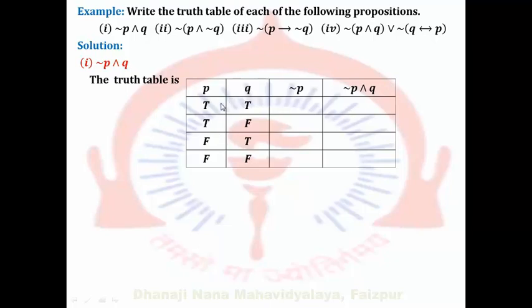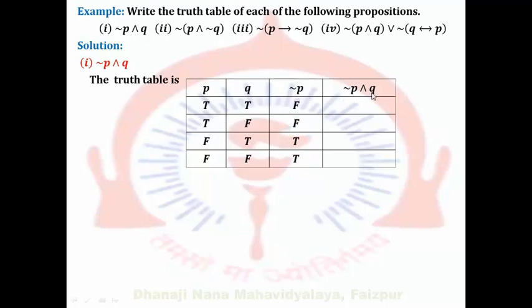So there are four possibilities. Whenever we have p true, q true; p true, q false; p false, q true; and last one, p false and q false. Since this is the column for p, negation of p is nothing but what? Since p is T T F F, negation of p is F F T T. So we have this as negation of p.